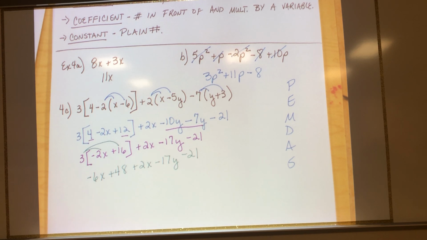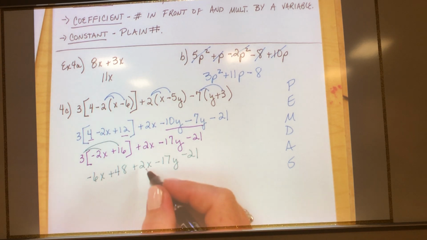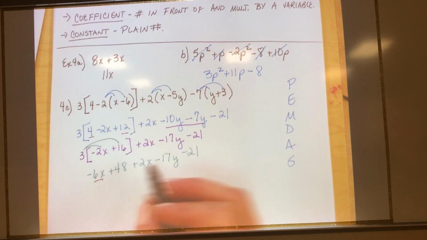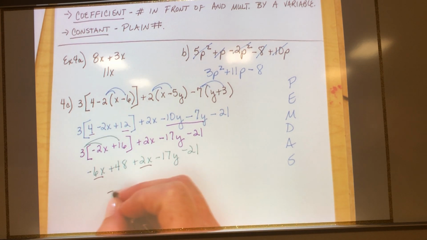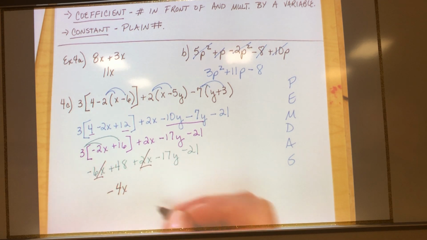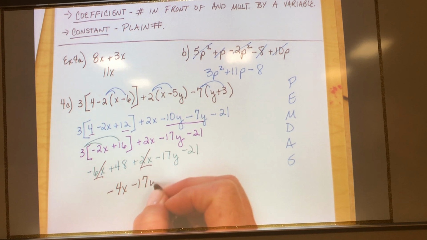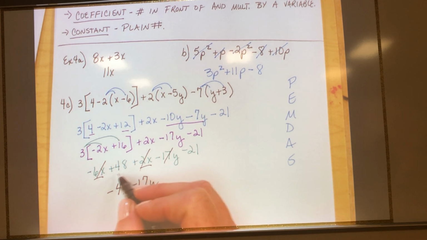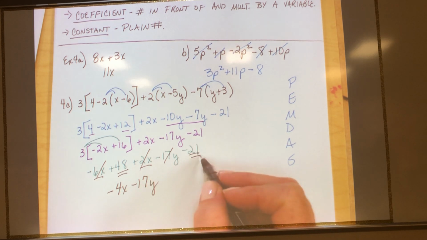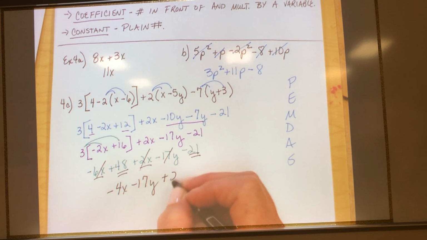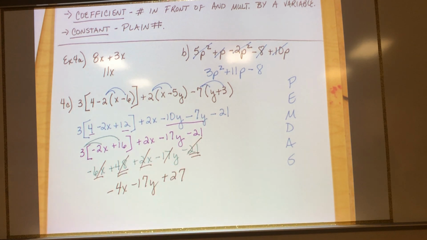How do I know who goes first? Why do the X's go first? They're first. That's exactly right. Because we put them in alphabetical order when you have more than one variable. X's are first in the alphabet. What is negative 6x and positive 2x? Negative 4x. Good. What is just negative 17y? Yes. And then what is a positive 48 and a negative 21? Positive 27. And there is my answer.